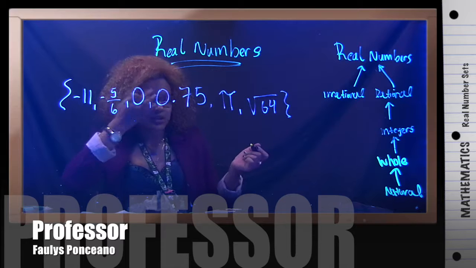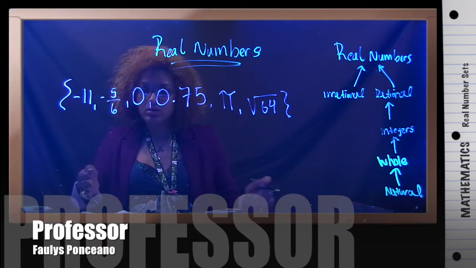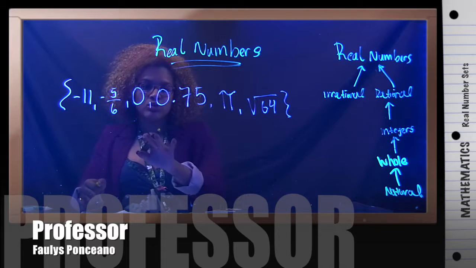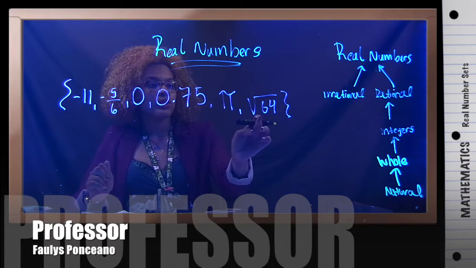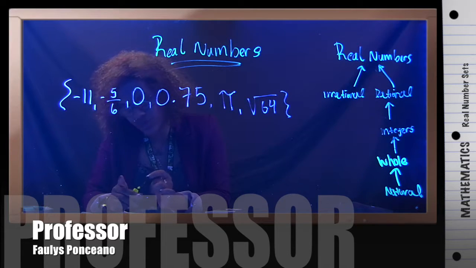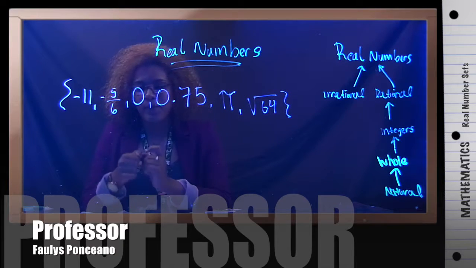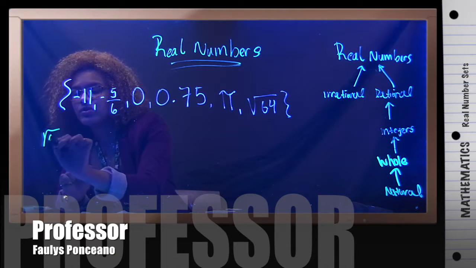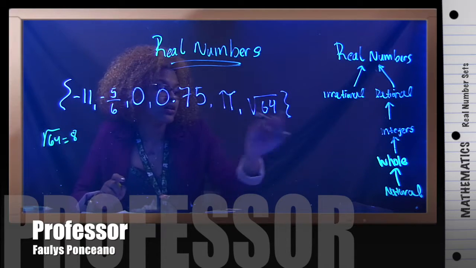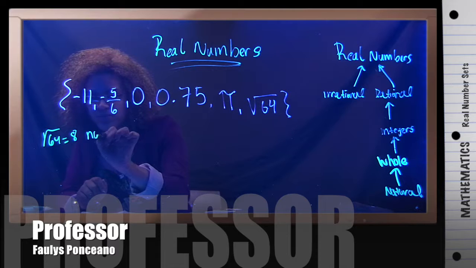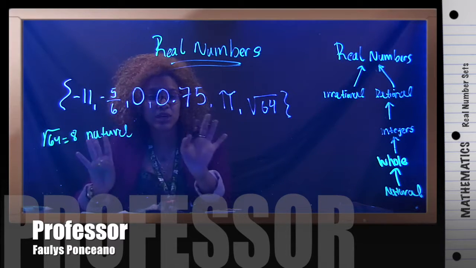So let's start with natural numbers from 1 to positive infinity. So which ones do we have? Let's see. If 64, what is the square root of 64? Square root of 64 gives you 8. That's a natural number. Okay? Now, no more natural numbers.